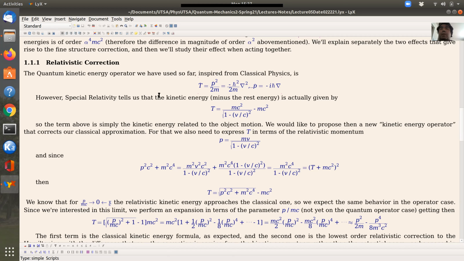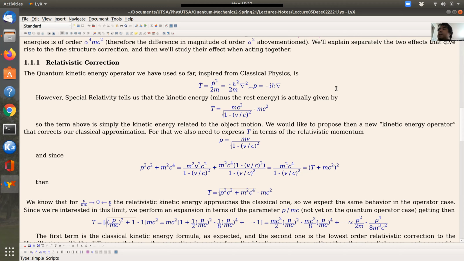Regarding the relativistic correction, so far the kinetic energy operator that we have used in quantum mechanics has come from classical physics. It's p squared over 2m, where p is minus i h bar nabla, right?